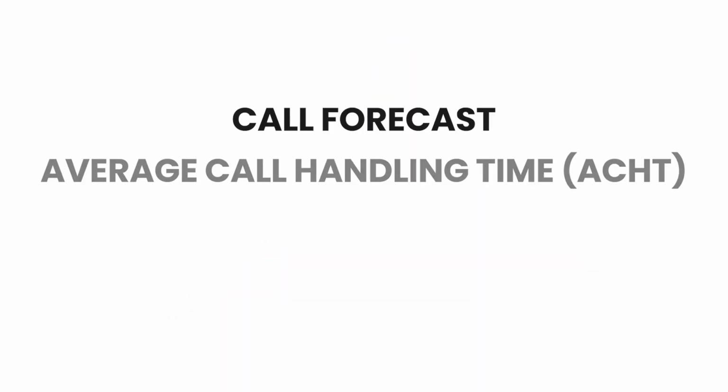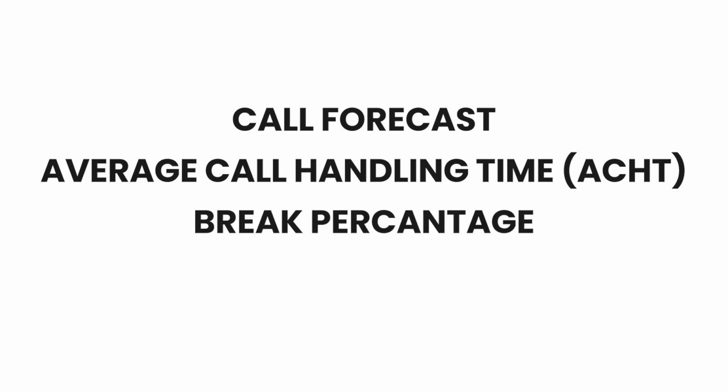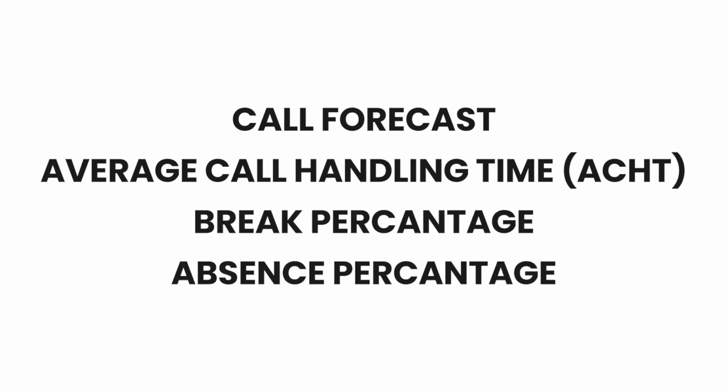In other words, production planning and shift planning are interconnected like the gears of a machine, but they are also separate affairs. The elements to create a shift plan are as follows: call forecast, average call handling time, break percentage, and absence percentage. The two most important sources for the effective and reliable shift plan in the call center are calls and average call handling time. Timeout and absenteeism rates are other inputs for shift plans.